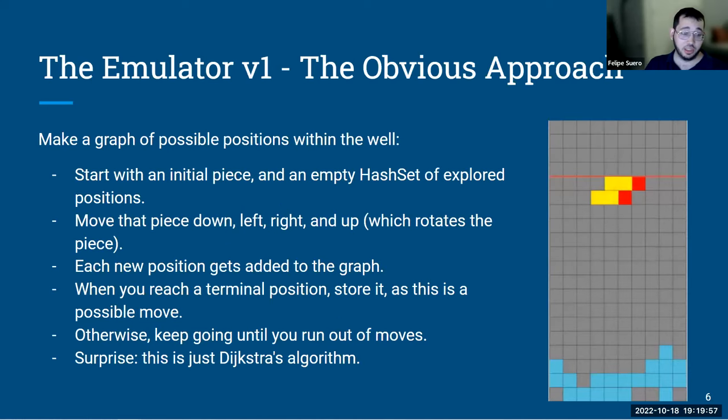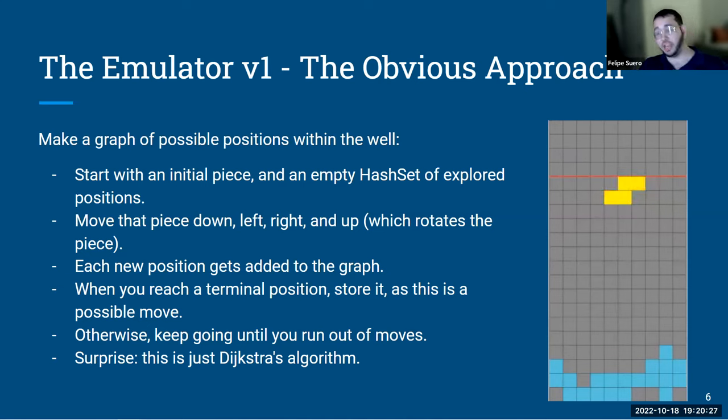So to write an emulator, we went with what you would call the quote-unquote obvious approach, the approach that we as programmers saw as the most immediate way of solving this. So the idea was you start with a well. That well may have some lines in it that are already set. In that well, you put your piece, right? That piece represents the piece that the algorithm has given you. You have an empty hash set, which represents all the positions that you have explored within this well.